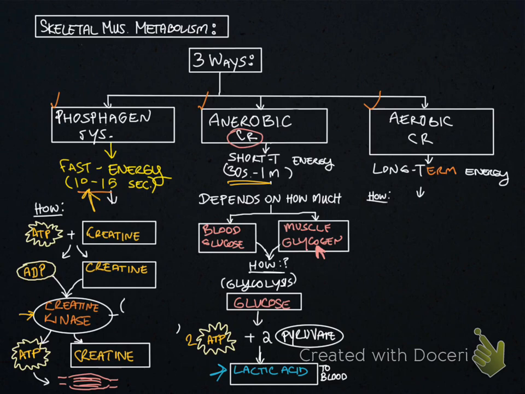So now if we really want to have a lot of energy, we have to use aerobic cellular respiration, which requires oxygen. So this is slow but efficient. A lot more efficient than these other 2 ways. So let's look at this on another page.